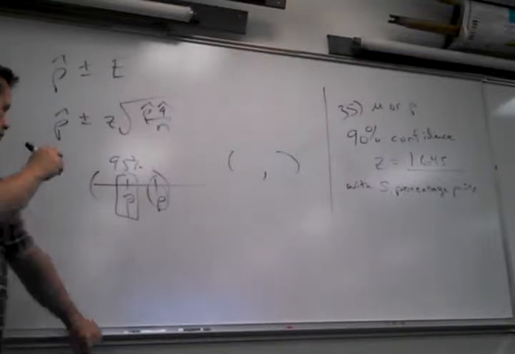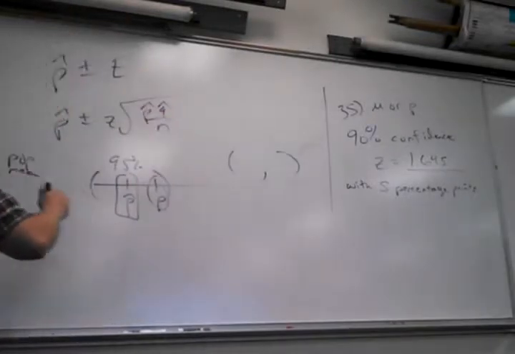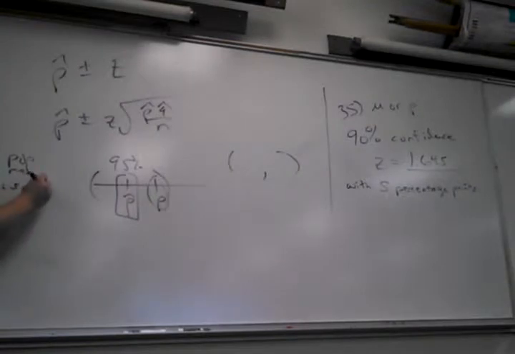So P, just like mu is the population mean, and X bar, see how X is wearing a bar on its head? Because he's showing off that he's got really good balance, right? That's the sample mean. So for percentages, P is the population percentage, and P hat is the sample percentage.